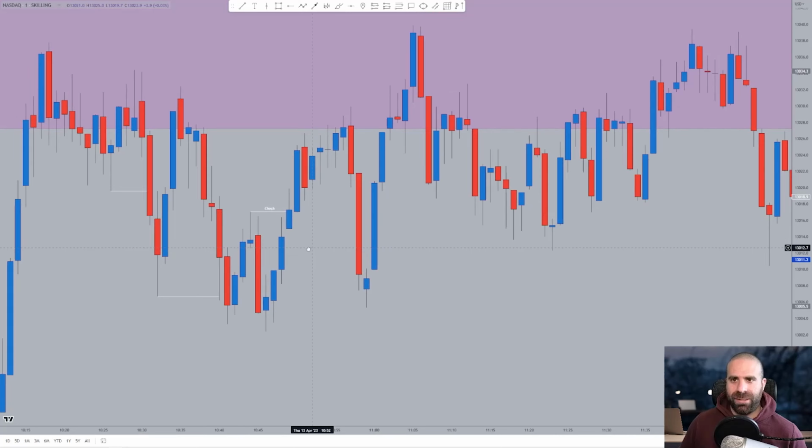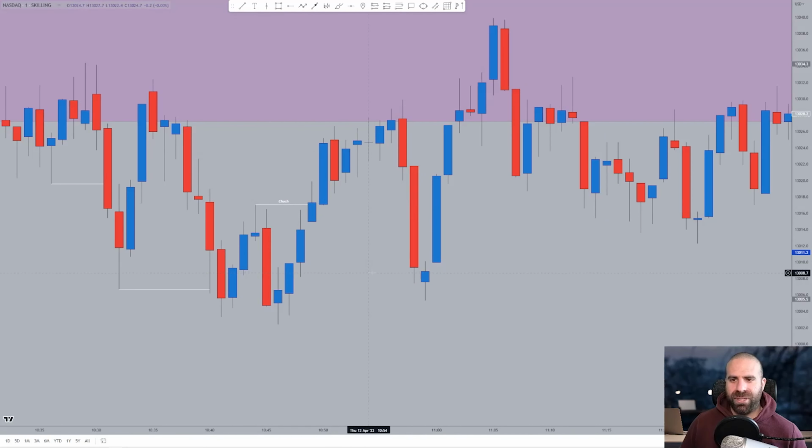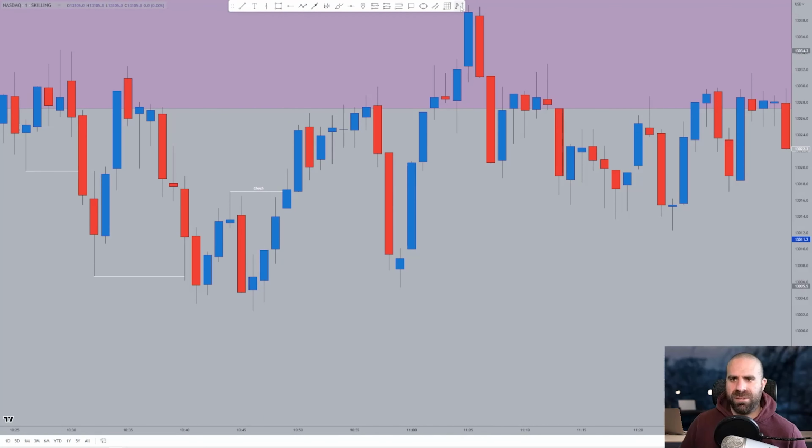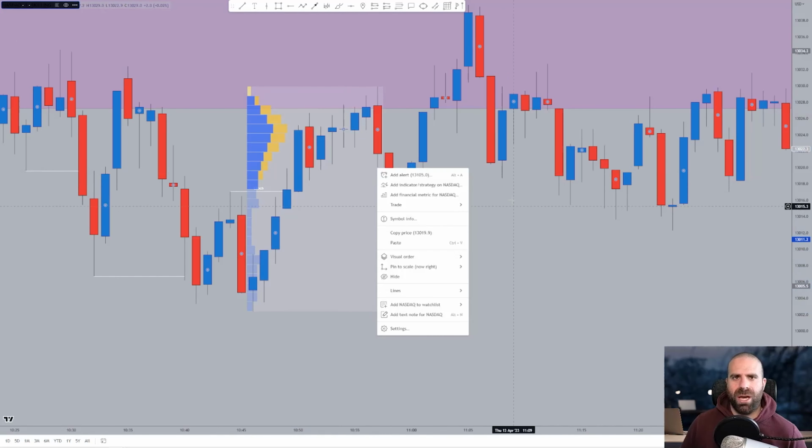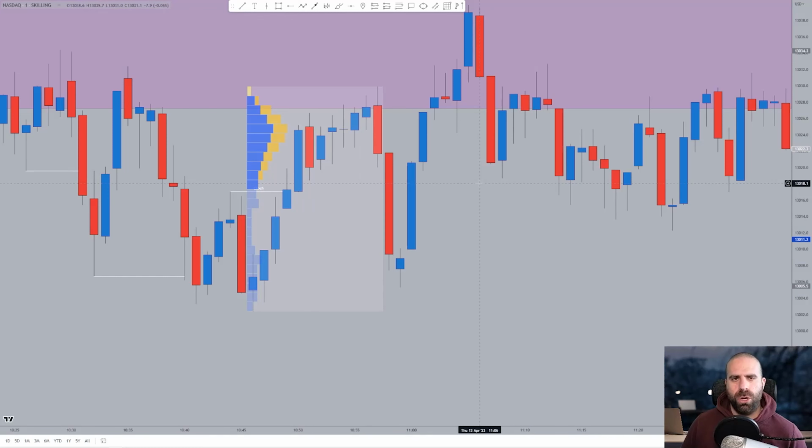What you would do right now, after you have identified this change of character, is apply the fixed range volume profile from the bottom of this movement until the top of this movement. Now you will get confused because you see all of this volume right here, so you think that we are going to go down. No, do not get influenced by this thing that you see right here.